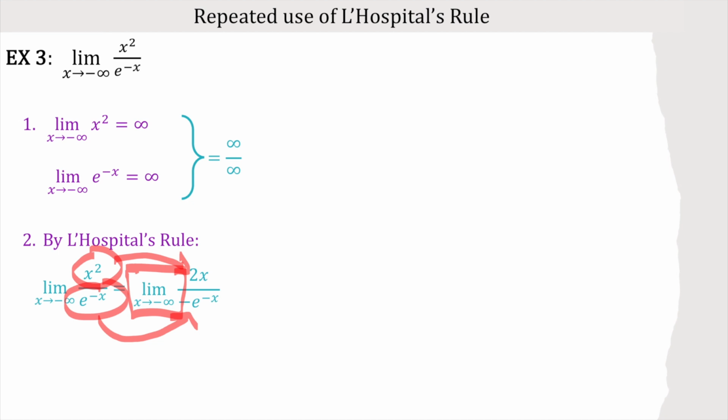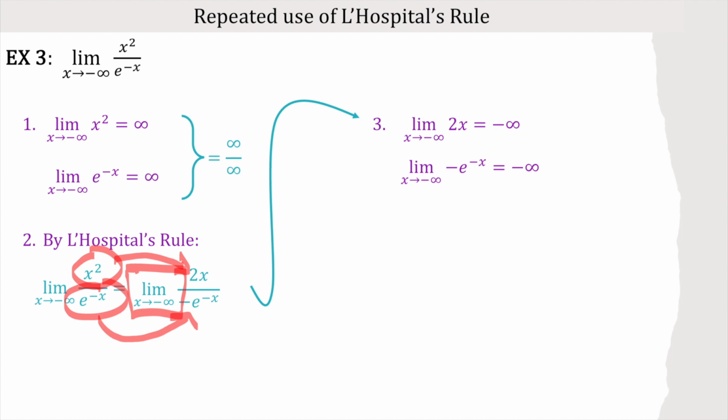Now let's try again. So we'll take the limit as x approaches -infinity of 2x, and we got -infinity. Let's try the bottom. The limit as x approaches -infinity of -e to the -x is also -infinity, and we have another indeterminate form. That's okay. Let's try again.